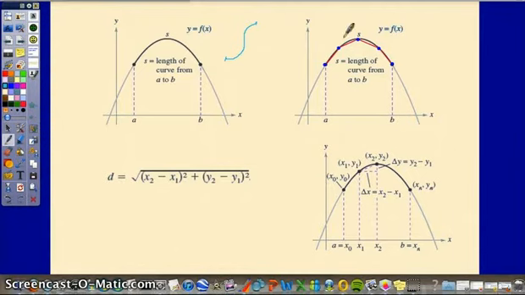Now, of course, the integral is going to be summing up a bunch of little line segment lengths, and I've demonstrated that here by putting 5 data points on here. Connecting them all gives me 4 line segments. Using the distance formula, I could find the length of each of these segments and add them up. I would have an approximation of the length of that arc.